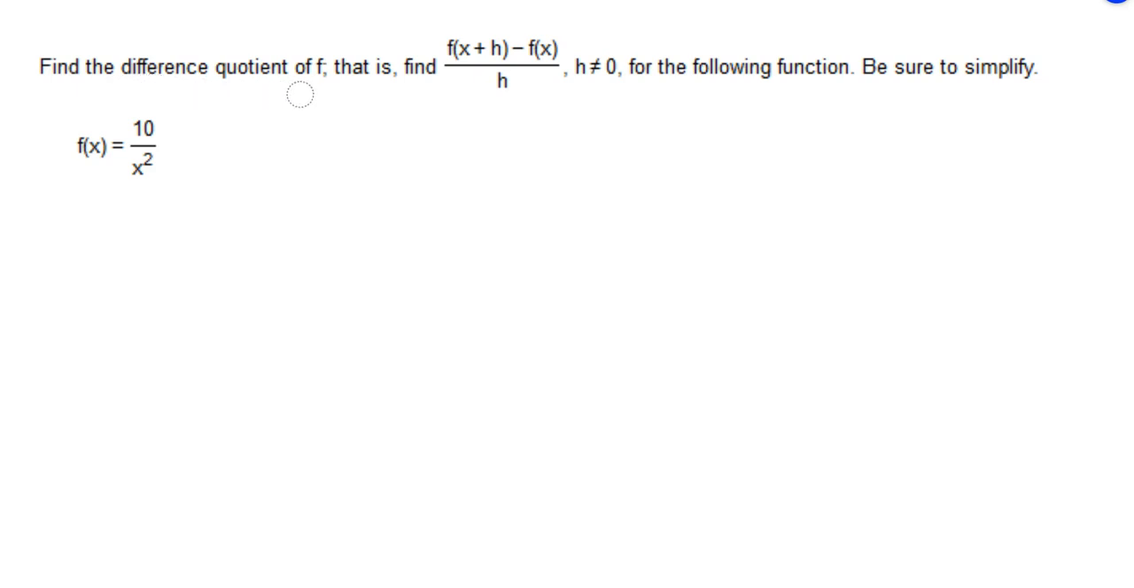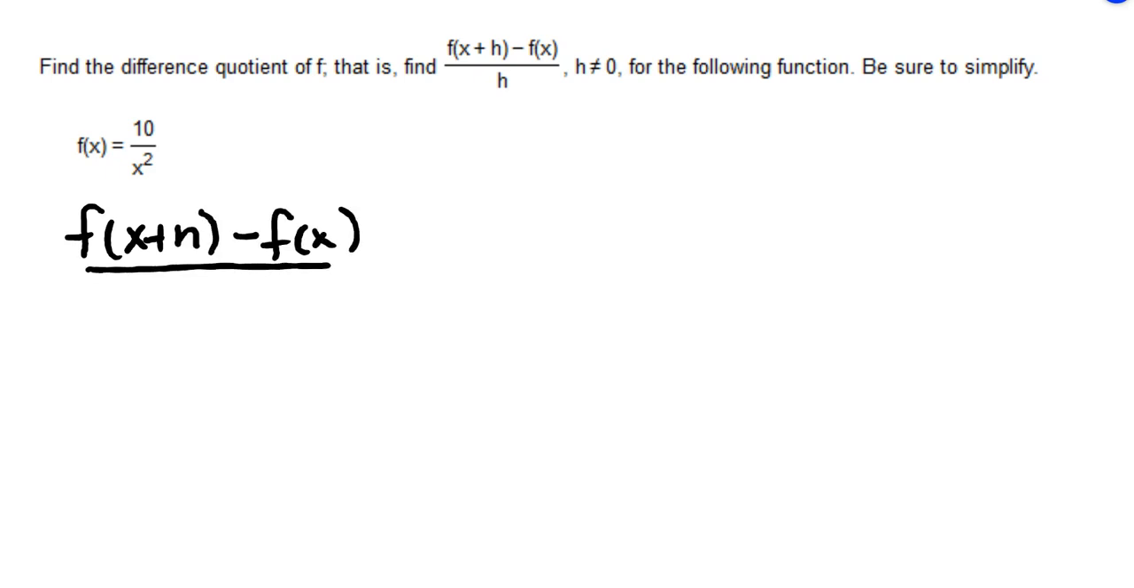Find the difference quotient of f. That is, find f of x plus h minus f of x over h for h not equal to 0 for the following function. Be sure to simplify. Our function is f of x equals 10 over x squared. So I'm going to write out what the difference quotient formula is. That's f of x plus h minus f of x over h.